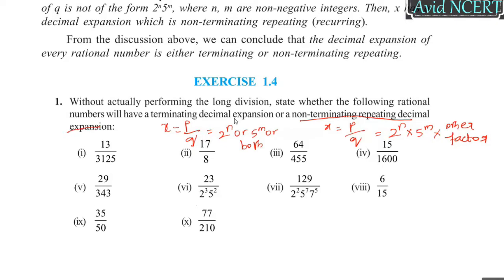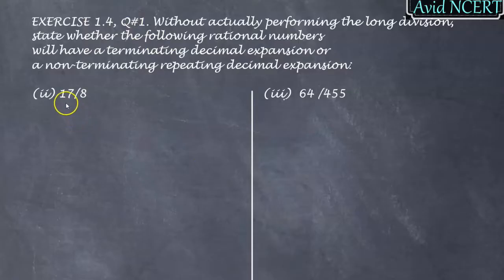So let's try these both sums now. The first sum is 17 by 8. The first step is to find if it is of the form p by q. So x is of the form p by q, which is 17 by 8, where q is equal to 8. We have to find the factors for q now.